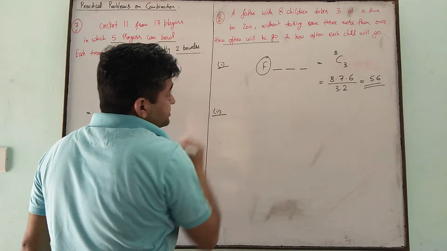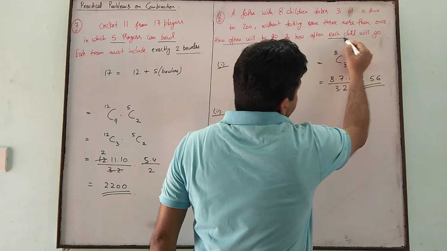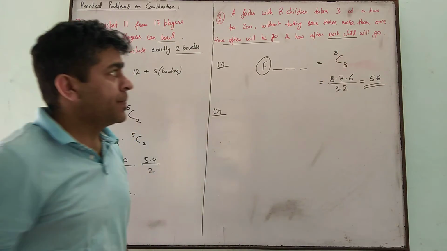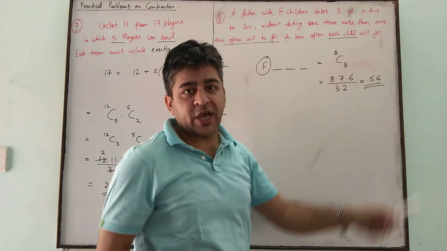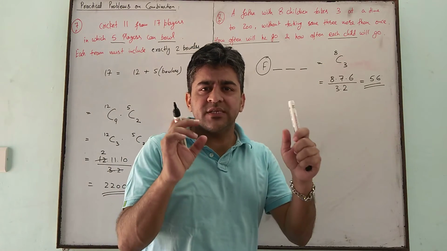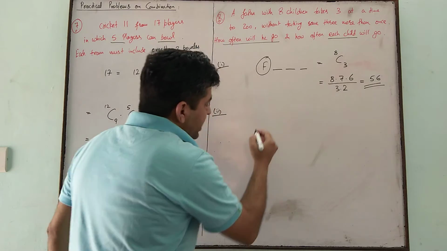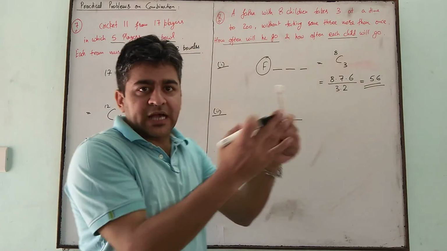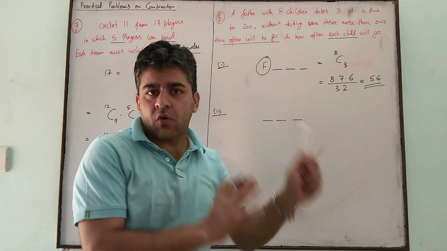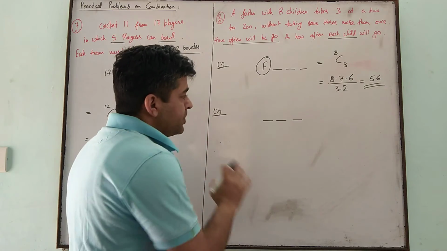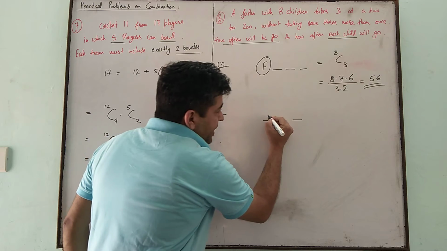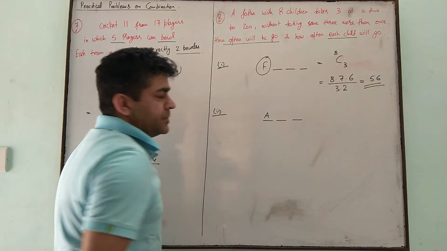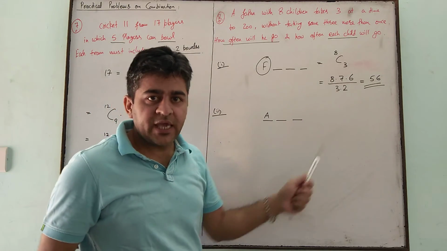The second case is how often each child will go. How many times will each child go? Now it's a very simple thing. If you think of it this way, how many times will each child go? Let us say, as we have equal chances for all to go, there is no partiality, so let us say we are talking about a child.